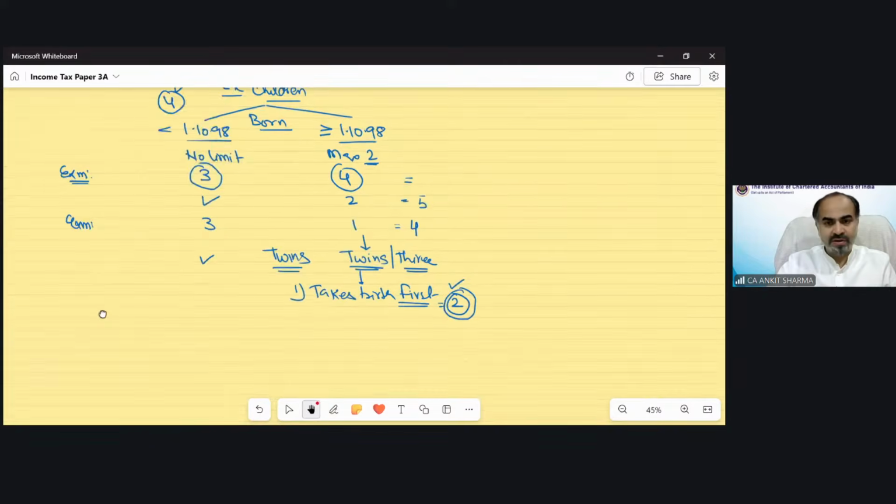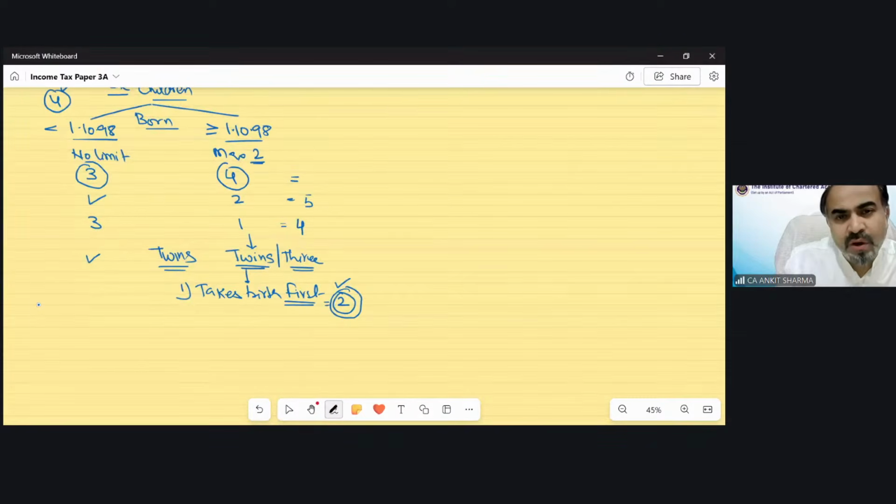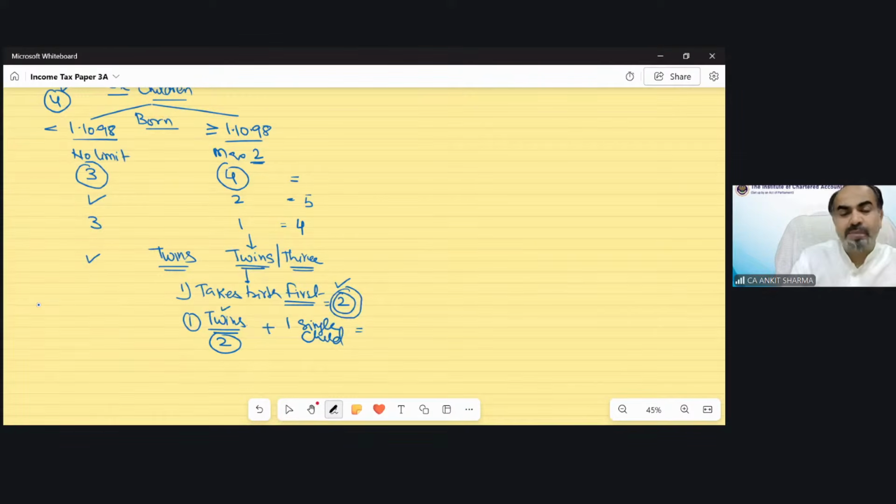Let me tell you. Suppose on or after 1st October 98, 3 children, thrice births together. So first let's take twins. Twins take birth. That means 2 children take birth, and then 1 single child takes birth after. The provision says if twins take birth prior to the single child's birth, we will not give exemption to the single child. Twins will consume the full exemption of 2 children. So they can take the exemption and this child cannot. So in this case, on or after 1st October 98, only 2 children's exemption can be claimed.